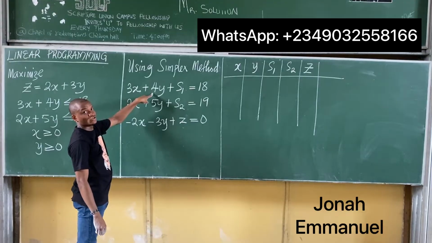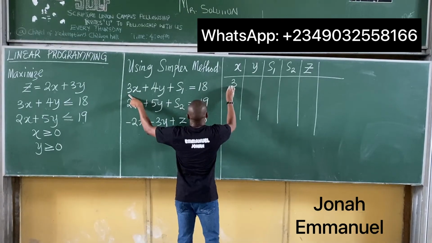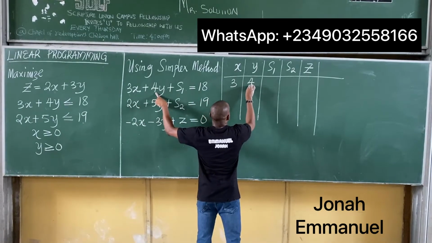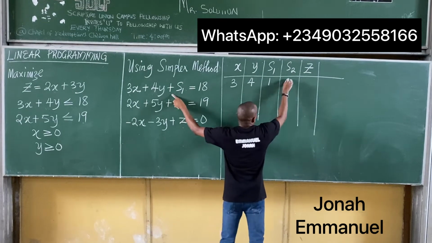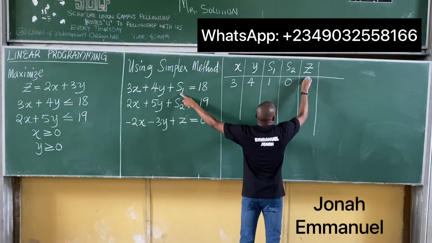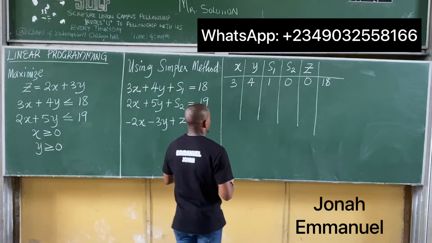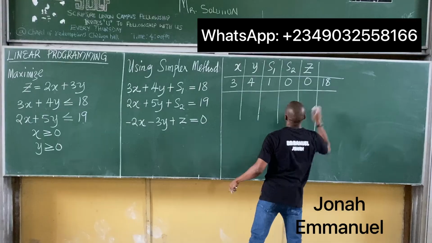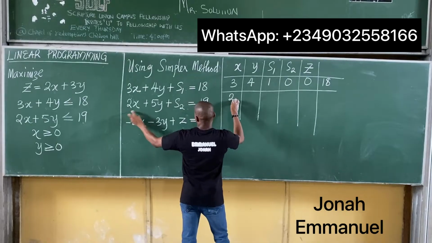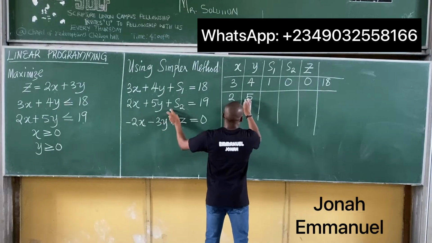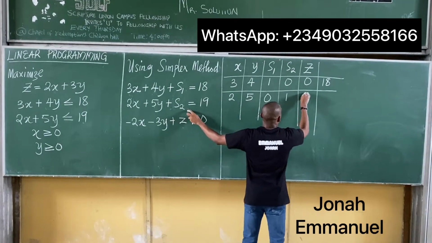From this equation here, you can call this equation 1. In equation 1, what's the coefficient of x? 3. Of y, 4. s1, 1. Any s2 here? Any z here? Is equal to what? So this is what you have first. My next equation is this one here. What's the coefficient of x? 2. Y, any s1, s2, any z here, and the answer.